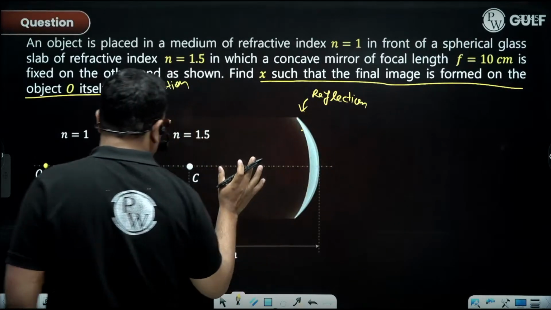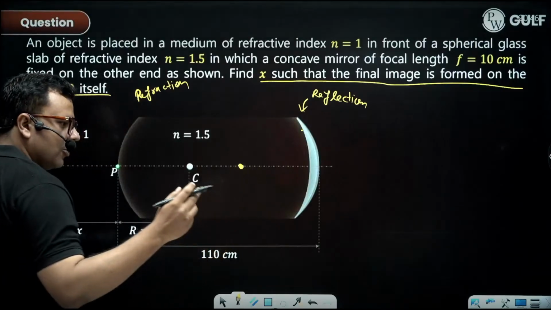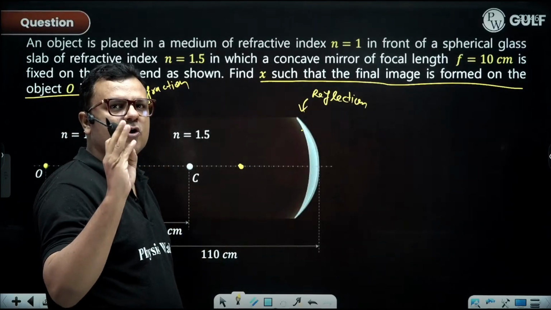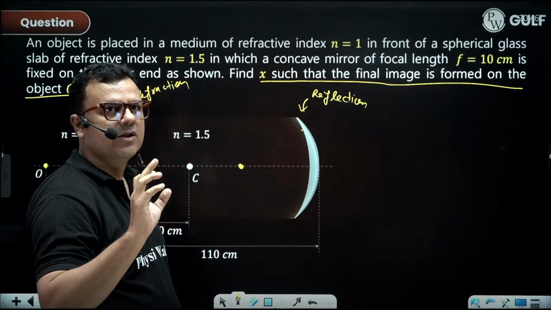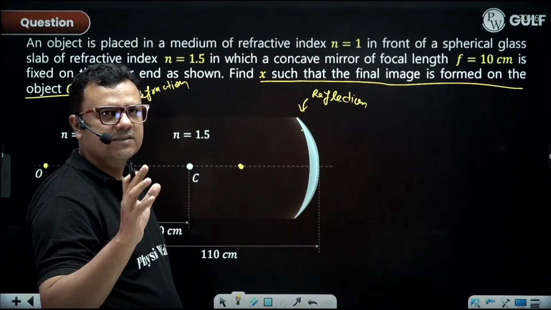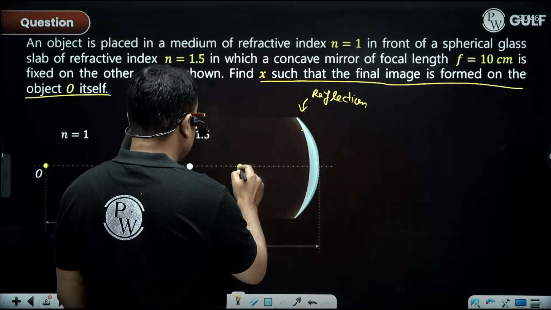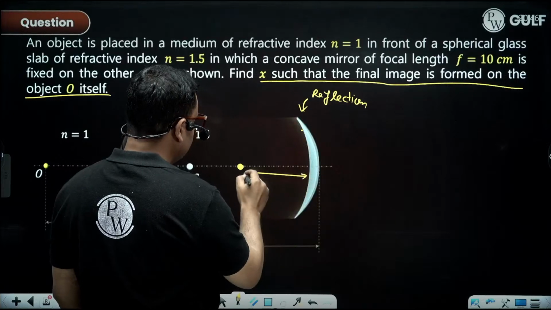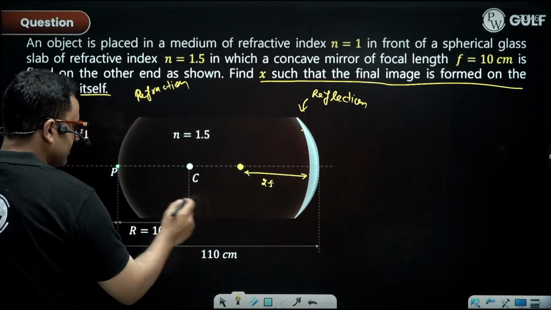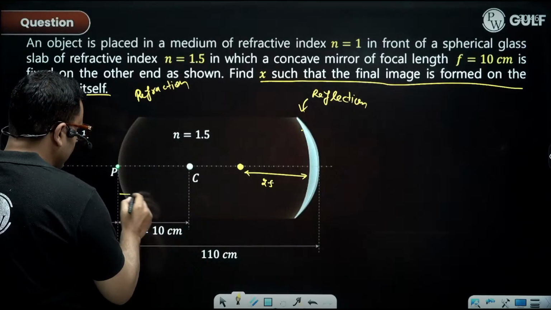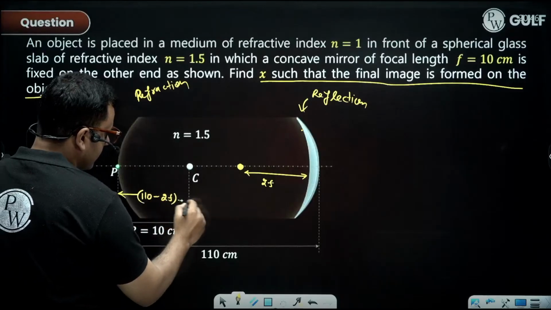Okay, Rehan. So when the object is at the center of curvature, the image is also going to be formed at the center of curvature. We know this, na? If the object is at the center of curvature, the image is formed at the center of curvature. So that distance will be what? This distance will be 2f, right? And this distance will be 110 minus 2f. Is it clear or not?